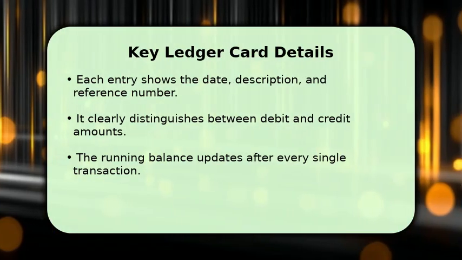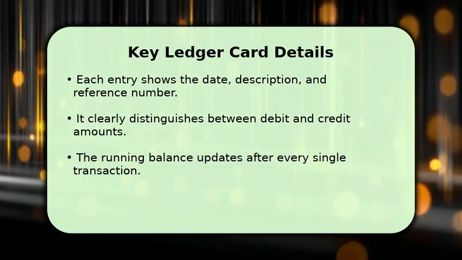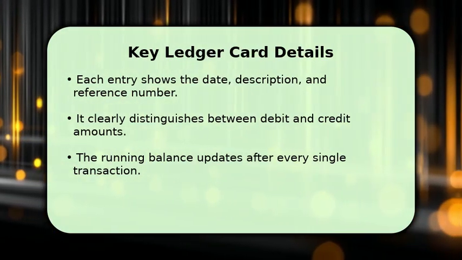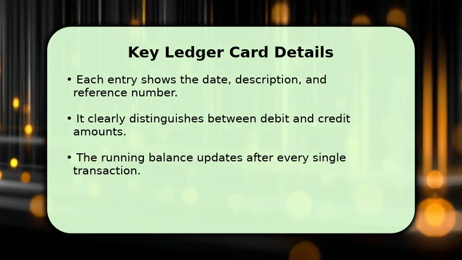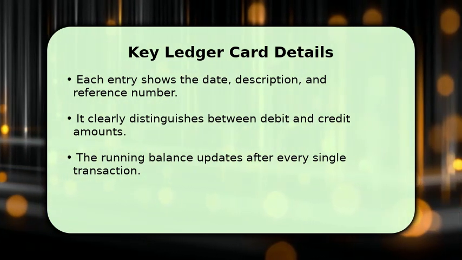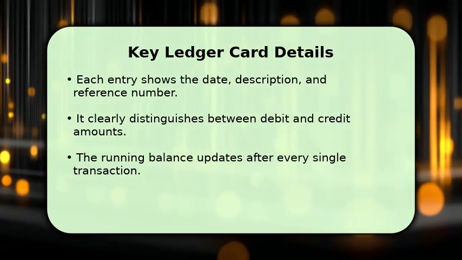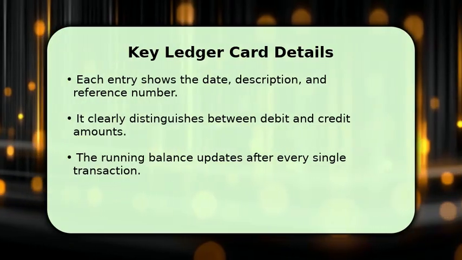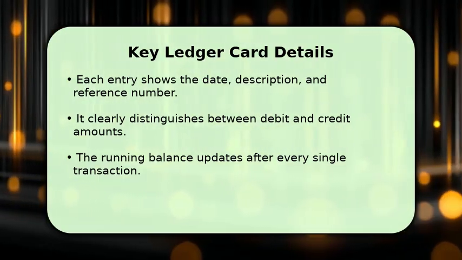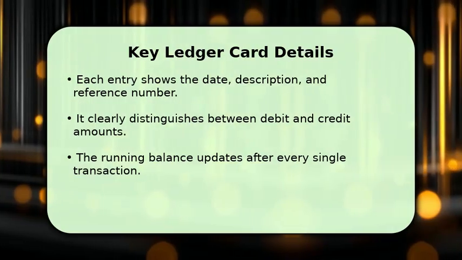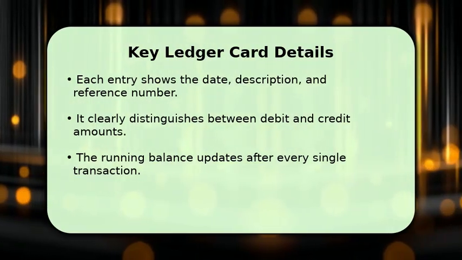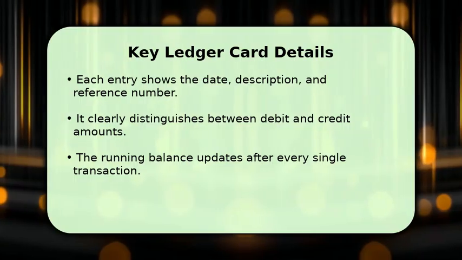When you review your ledger card, you'll find crucial information. Each line item typically includes the transaction date, a clear description of the activity, and a unique reference number. It distinctly separates debit entries, which decrease the balance, from credit entries, which increase it. Most importantly, the running balance updates after every transaction, giving you an immediate and accurate financial snapshot.